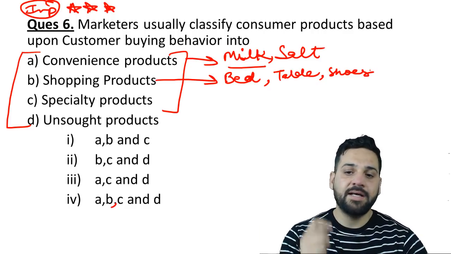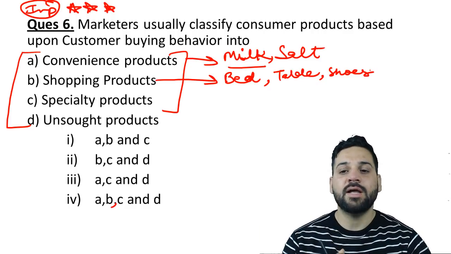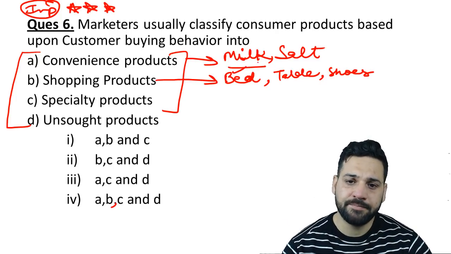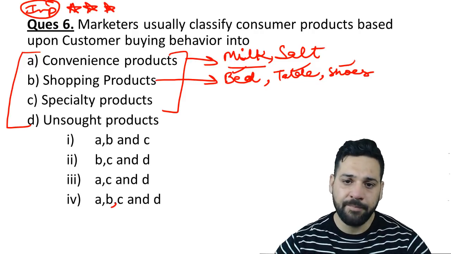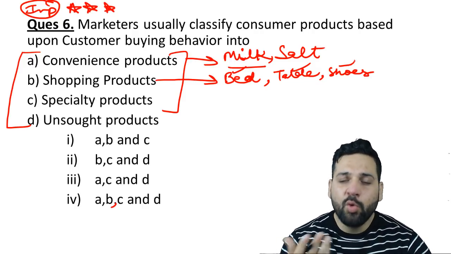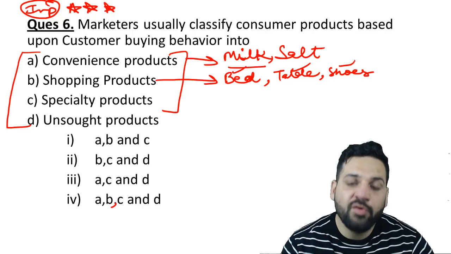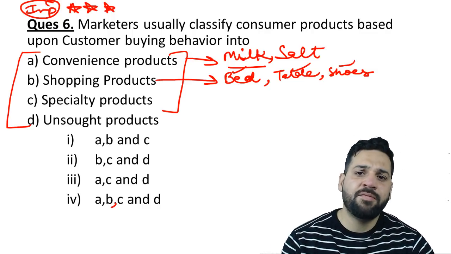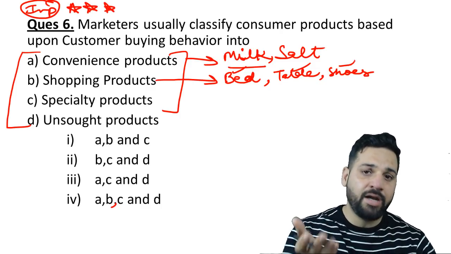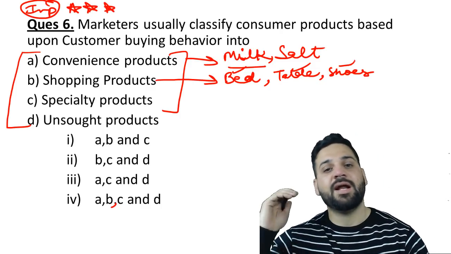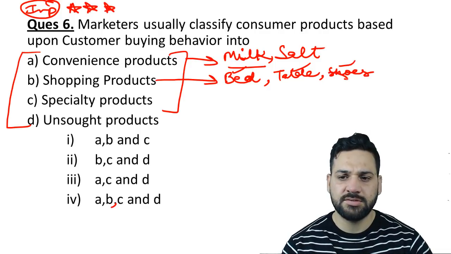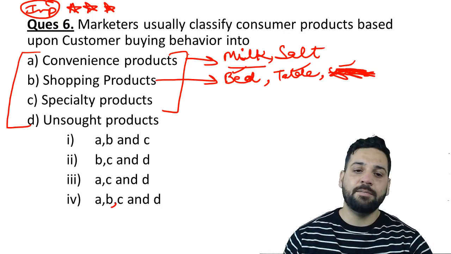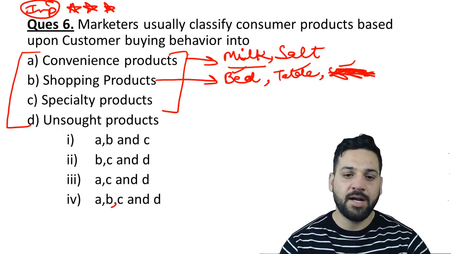आप बेड खरीद रहे हो, मोबाइल खरीद रहे हो, या टेबल खरीद रहे हो, शूज खरीद रहे हो, राइट? You are going to compare, right? एंड कोई ब्रांड नहीं है, there is no brand. Can you tell me the brand name of the bed that you are using, or the brand name of the table that you are using? Shoes shouldn't be there. Some people use branded shoes as well. So bed and table, clear example, shopping products.